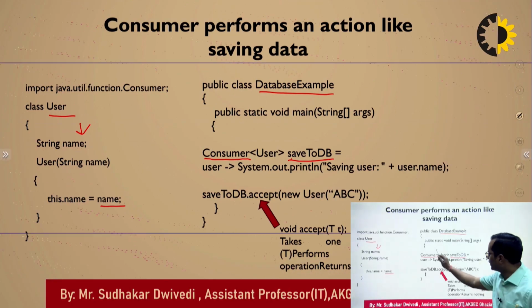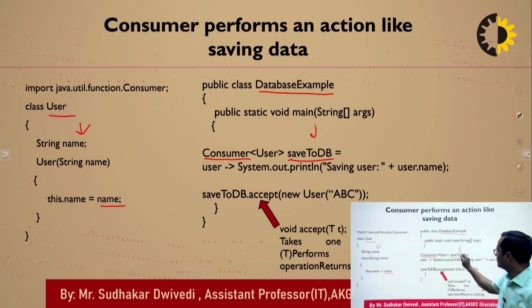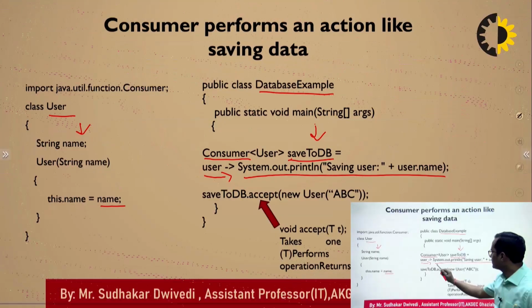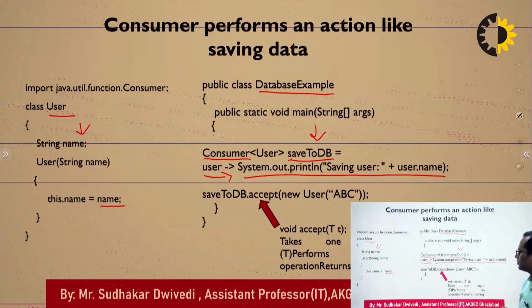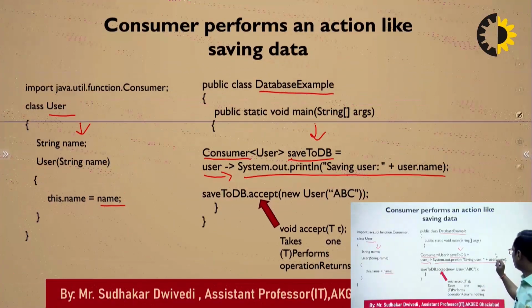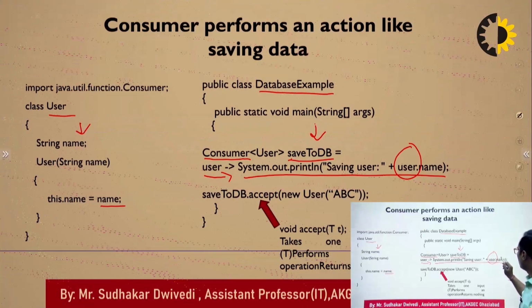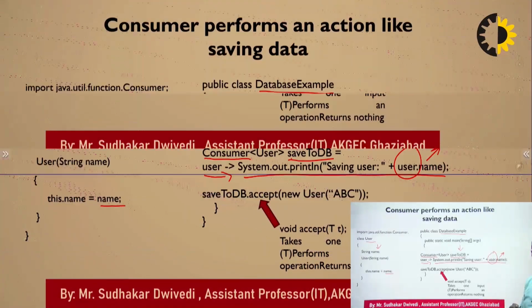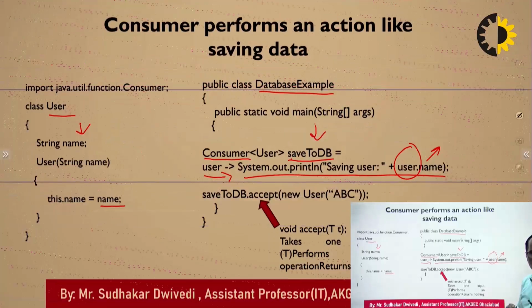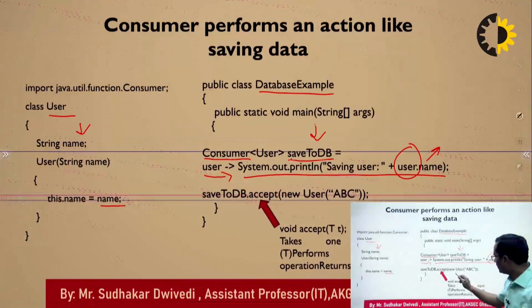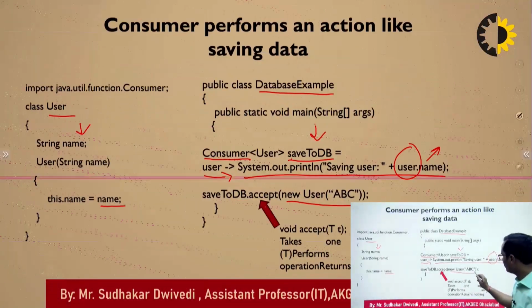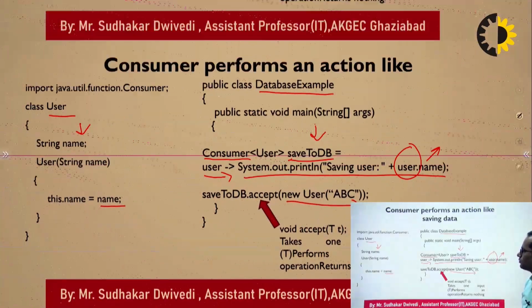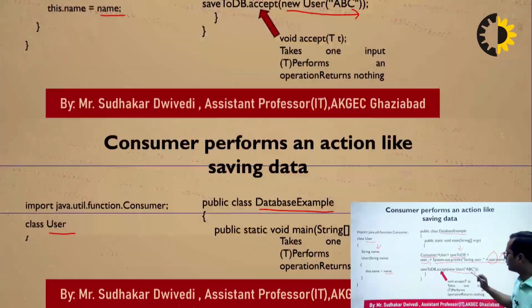So we have used the Consumer. We have created a reference. This is the reference user, and by this reference we are calling the name parameter here. I have created one object here. We can see this is the object of the User.